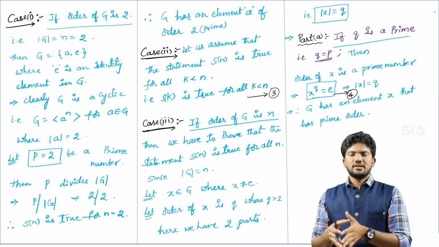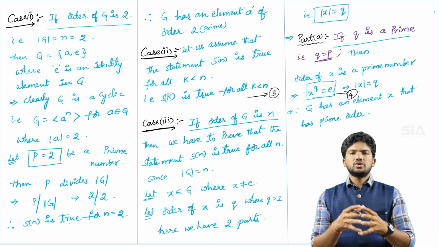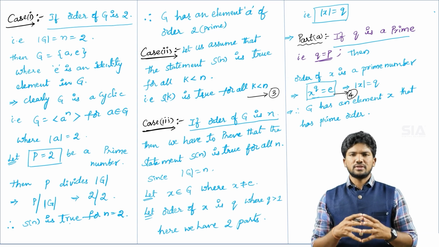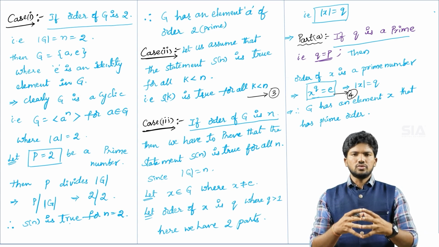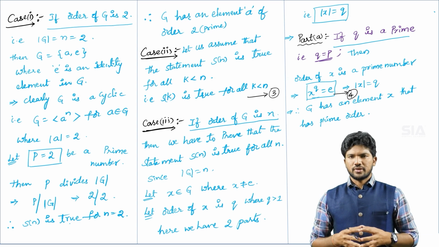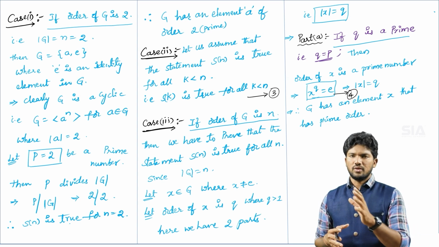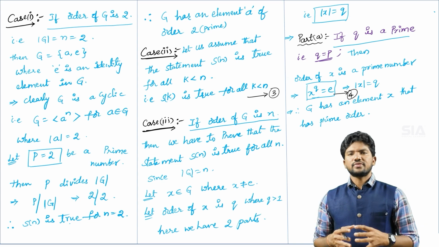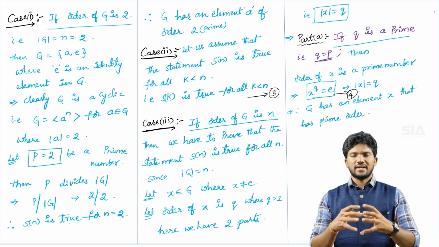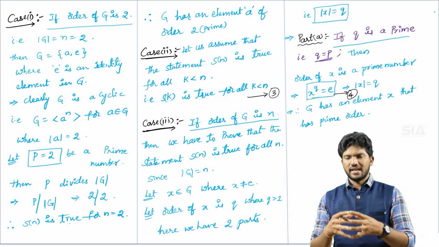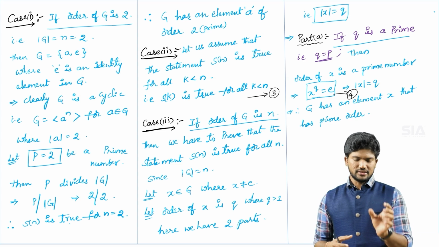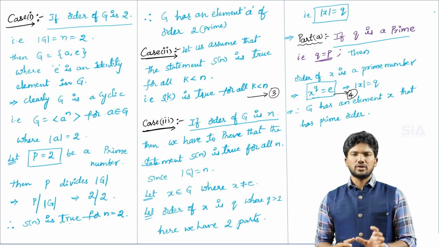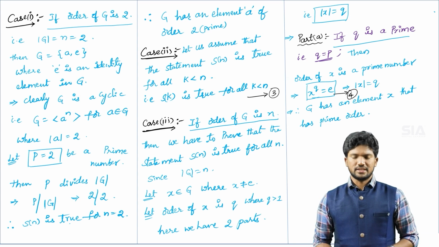In the second method, in case 2 we have to assume the given statement is true for all k less than n. In case 3 we have to prove the given theorem for k is equal to n. So in this theorem we are going to use the second mathematical induction principle.